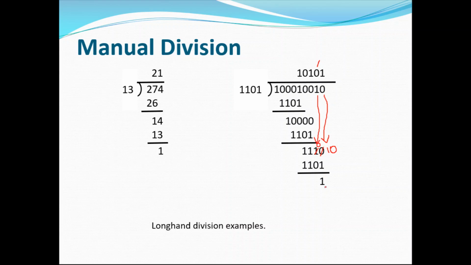So 1 0 minus 1 is 1, 0 minus 0 is 0, 1 minus 1 is 0, 1 minus 1 is 0. So the remainder is 1. This, if you convert to decimal, is nothing but 21.